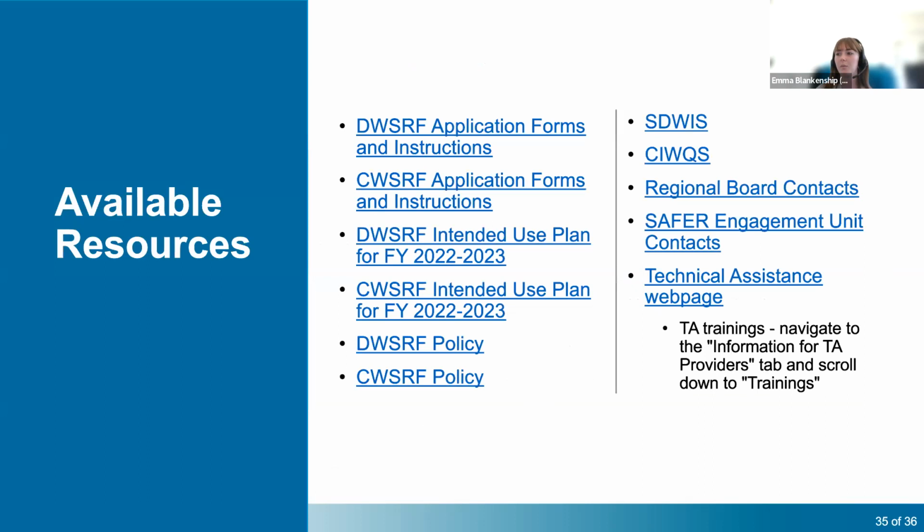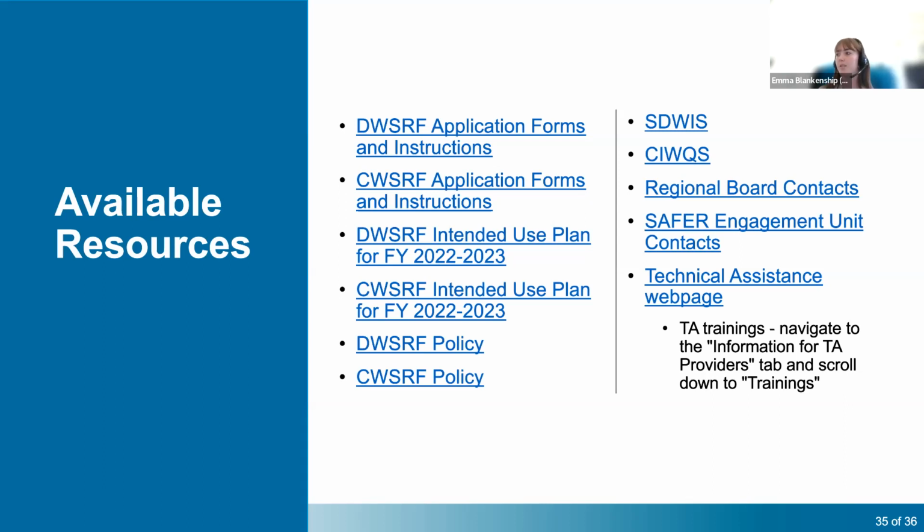And here we have some links as well. For drinking water and clean water SRF, we have the application forms and instructions linked here. We also have the intended use plan for both programs as well. That's updated annually, so we'll probably get a new IUP in July of 2023. And we also have our SRF policies here.